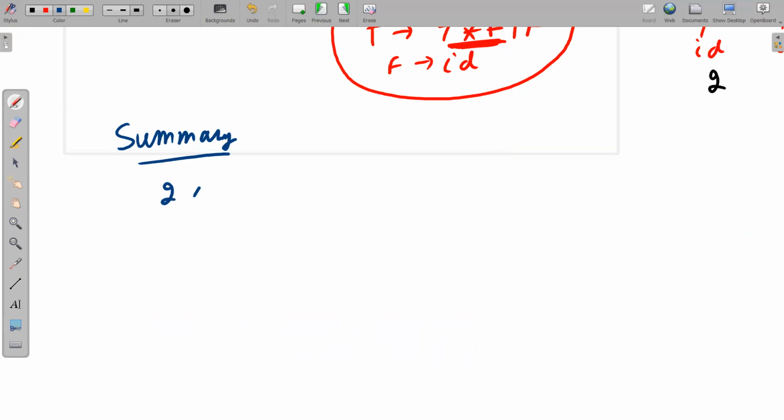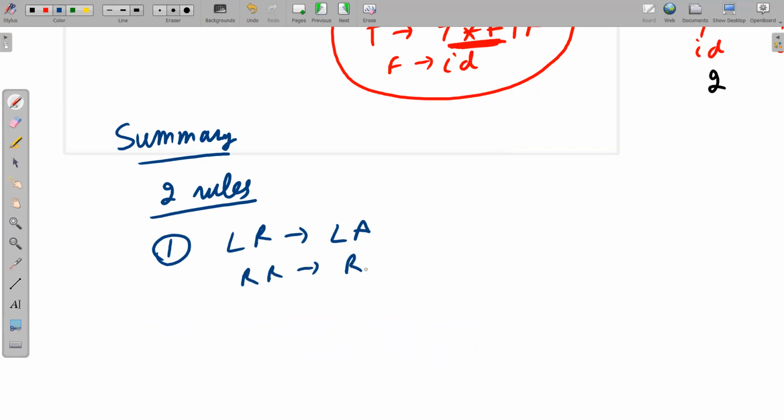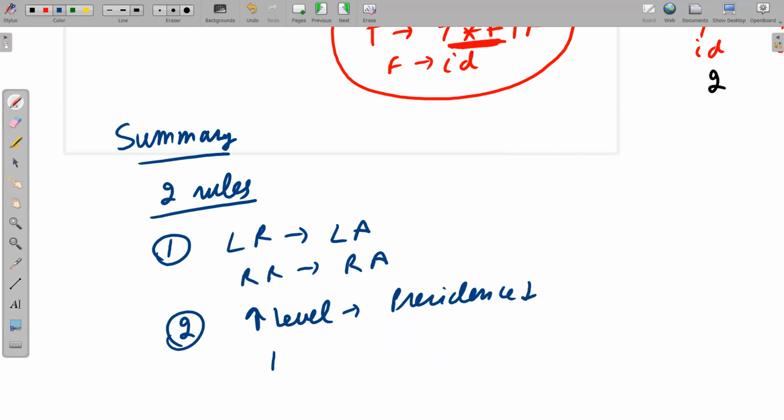Summary is, we have 2 rules. First rule is what? Left recursion, left associative; right recursion, right associative. Second, more is the level, precedence is less, and less is the level, precedence is more. According to past P, I am saying.